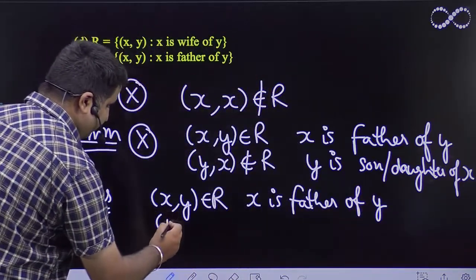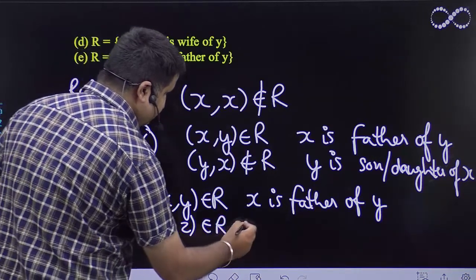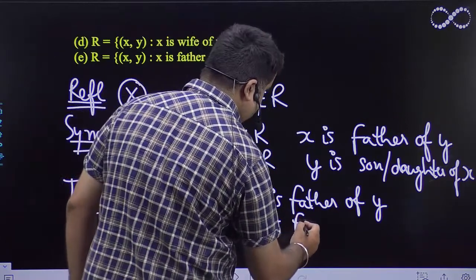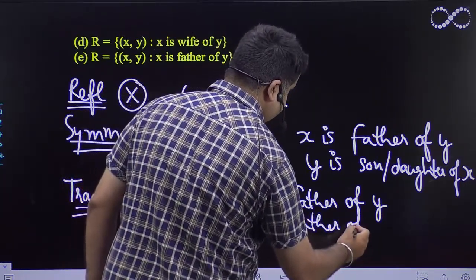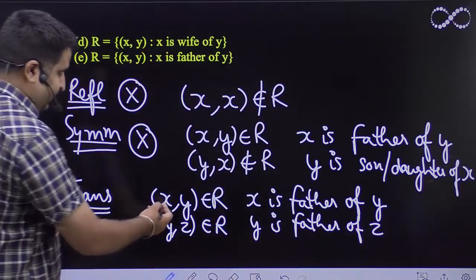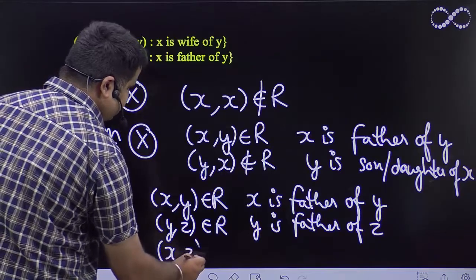Similarly, if yz belongs to R, this means y is the father of z. Then we have to check if xz also belongs to R. But this is not true.